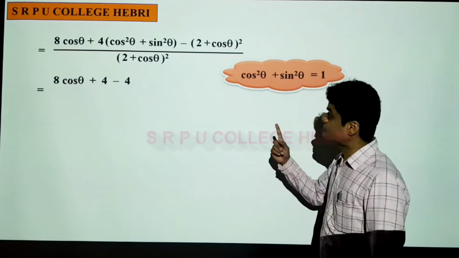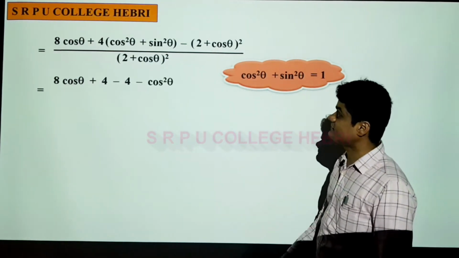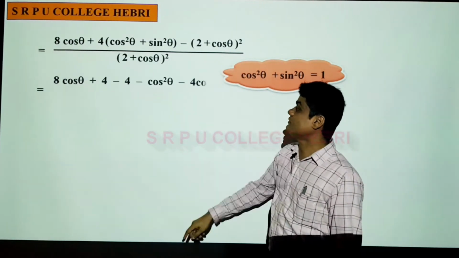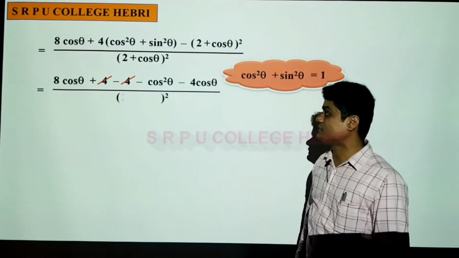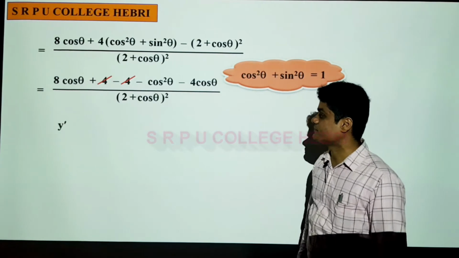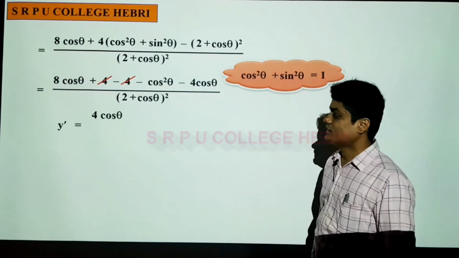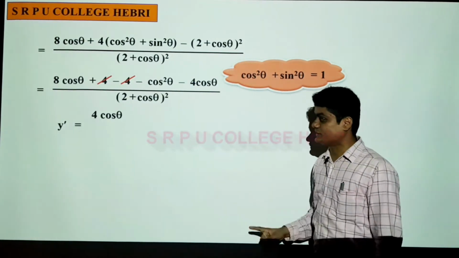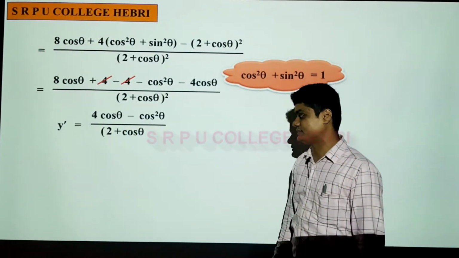Now, better to expand this: 4 minus, why it came, you know, e minus cos square theta, minus again 4 cos theta, divided by 2 plus cos theta whole square. So plus 4 minus 4 cancel. Simplify further: 8 cos theta minus 4 cos theta, what happens, 4 cos theta. Keep the second term as it is and the denominator as it is.